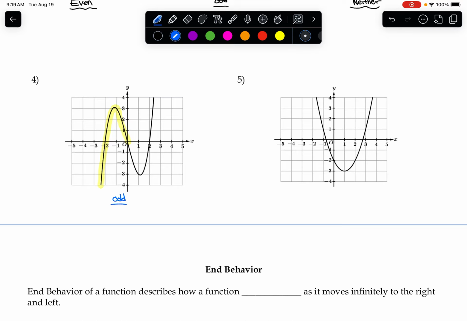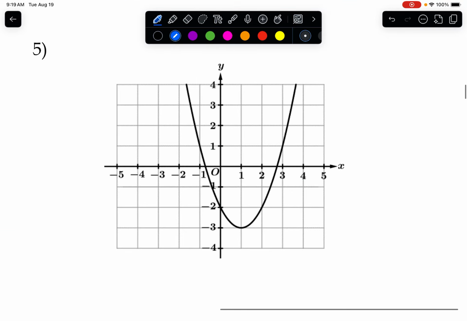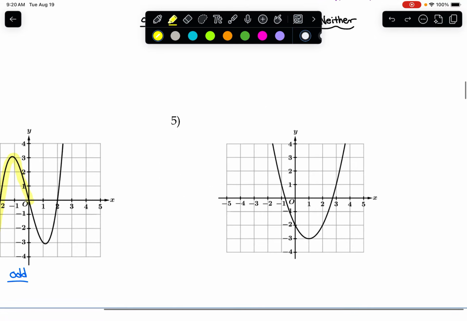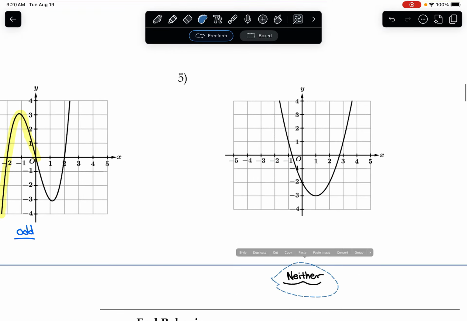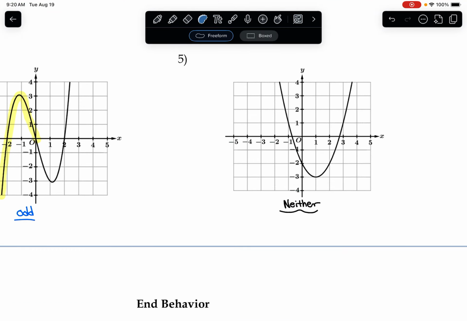All right, and then if I look over at number 5, well, if I look to see if we have rotational symmetry, I would just check this first part right here, but that doesn't work. And then the next part is you're going to check to see if it has symmetry about the y-axis, and well, that's not symmetric either. So in this case, this would also be neither. So over here, I'm just going to copy and paste. There we go. So that would also be neither.